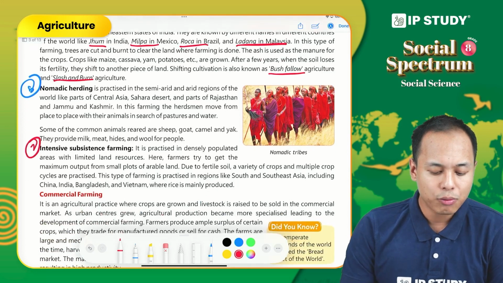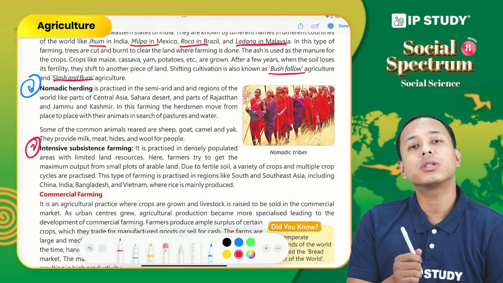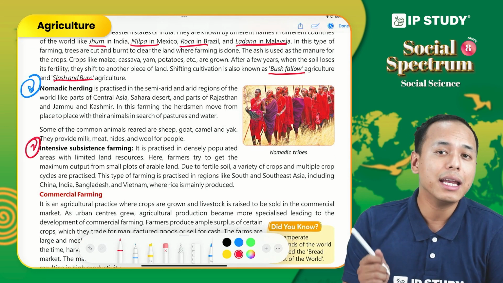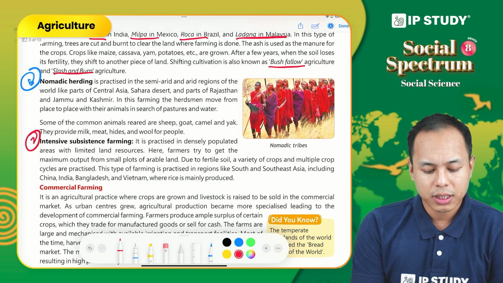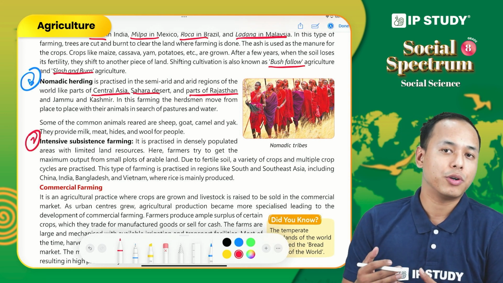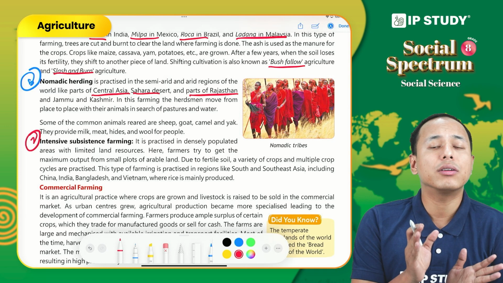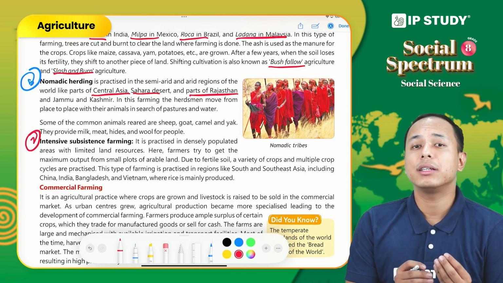Now we have nomadic herding. Nomadic herding is mostly practiced in semi-arid and arid regions, mostly in Central Asia, the Sahara Desert, and parts of Rajasthan and Jammu and Kashmir, because these regions are arid or semi-arid, where the water availability is very less.